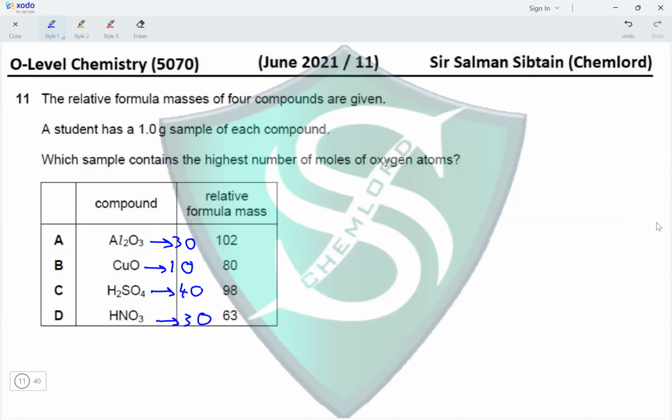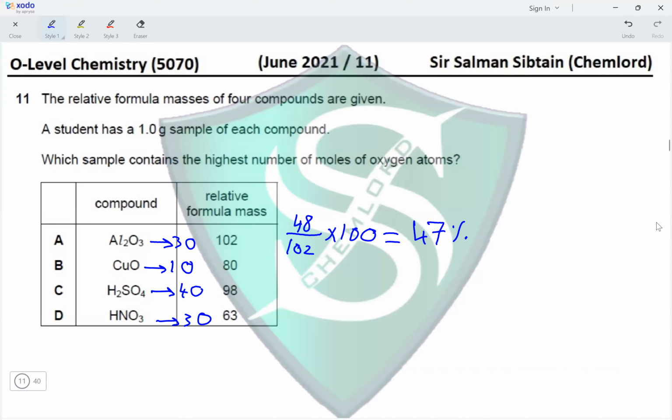So what do we do? We calculate the mass of 3 moles of oxygen, which is 16 times 3, which is 48. Then we divide 48 by 102, which is the Mr, and multiply by 100. This will give us the percentage of oxygen in the compound. So the greater the percentage of oxygen, the greater would be the moles of oxygen in the compound. This is an alternate method of doing this question. So 48 over 102 times 100 gives a value of 47%.